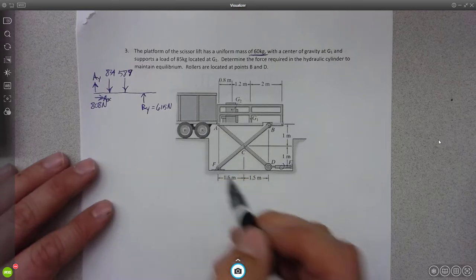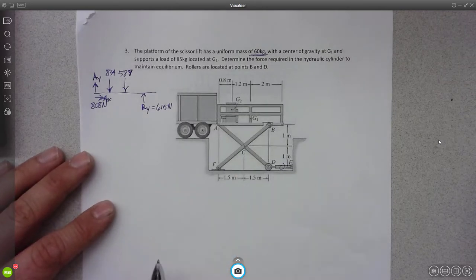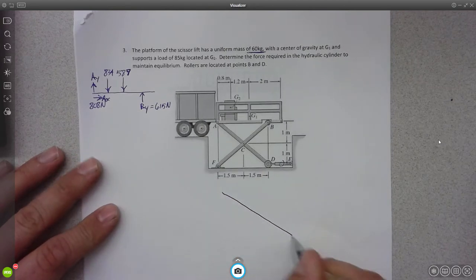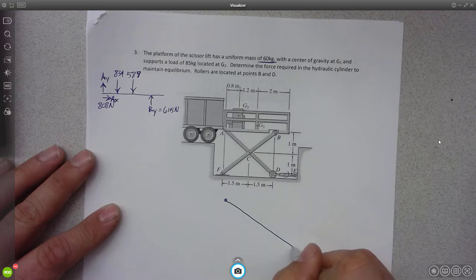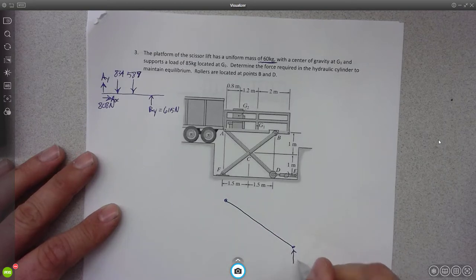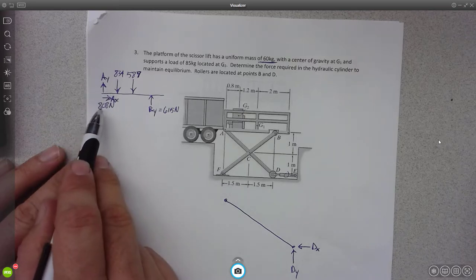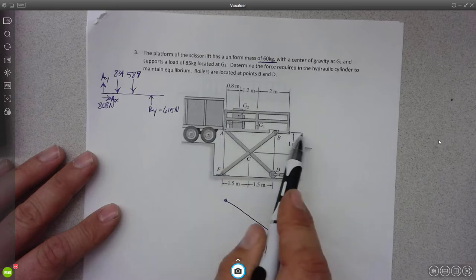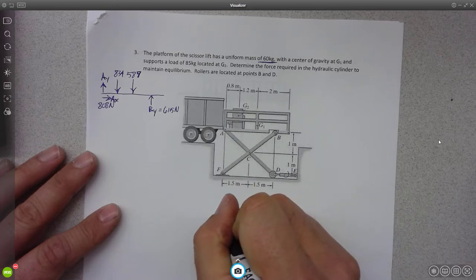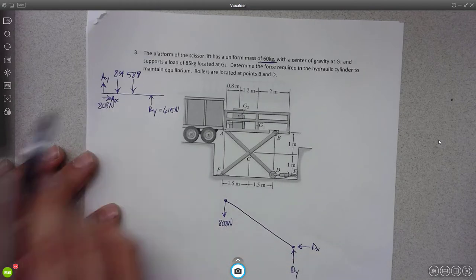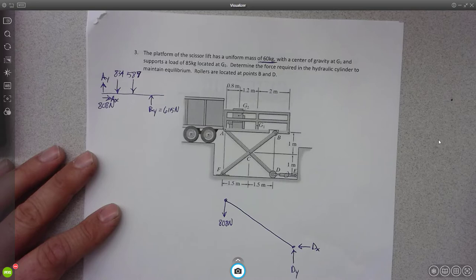So the next thing I need to do is look and say, well, I want to know what the force DE needs to be, so let's draw the free body diagram for AD. So here's AD. I know at D I'm going to have some DY up, and some DX to the left, which is the force of my hydraulic. At A, I calculated that there's 808 newtons pushing up on the platform, so that means it's pushing down here. And I also calculated that AX was zero, so that's the only thing happening there.